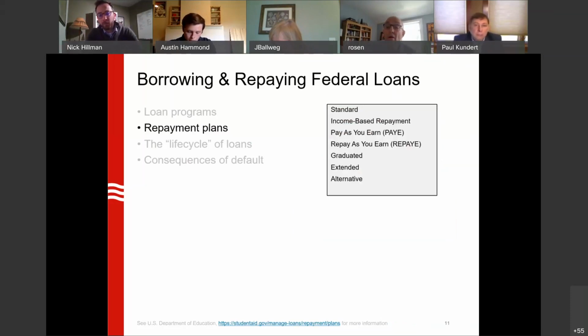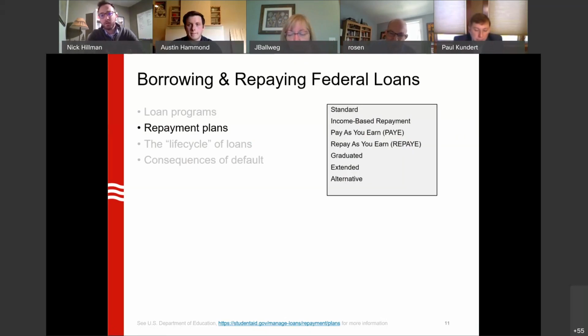Currently, if a student is borrowing in these federal programs, they have a number of repayment plans ahead of them that they could repay their loans under. Future sessions will discuss these, I believe, but just so you know, there's standard repayment plans. It's sort of a 10-year mortgage style repayment. You've got some income-driven plans that are called income-based repayment, pay-as-you-earn, repay-as-you-earn. Those are all income-driven. And then you have some programs that can extend the length of time through a graduated repayment plan or extended or alternative repayment plan.